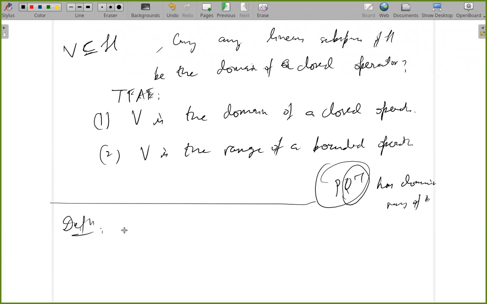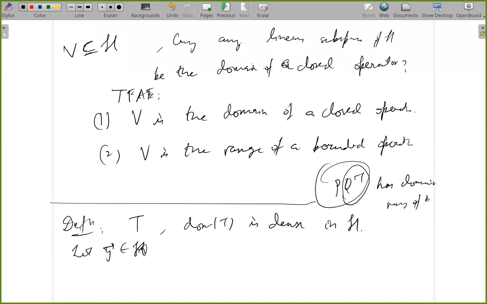So yet another definition. Let's say you have T, and the domain of T, or D(T), is dense in H. We're going to define the adjoint of T in this case, the adjoint of this unbounded operator. Let Y be an element of H.